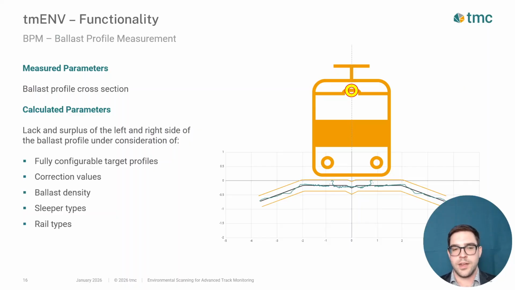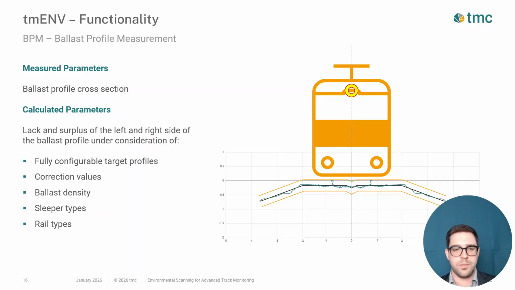You can also add correction values, as an example from a pre-measurement from a tamping machine, to also consider the lifting and shifting values for the calculation of the ballast, so that you don't put too little ballast into the track before you work with your tamping machine.